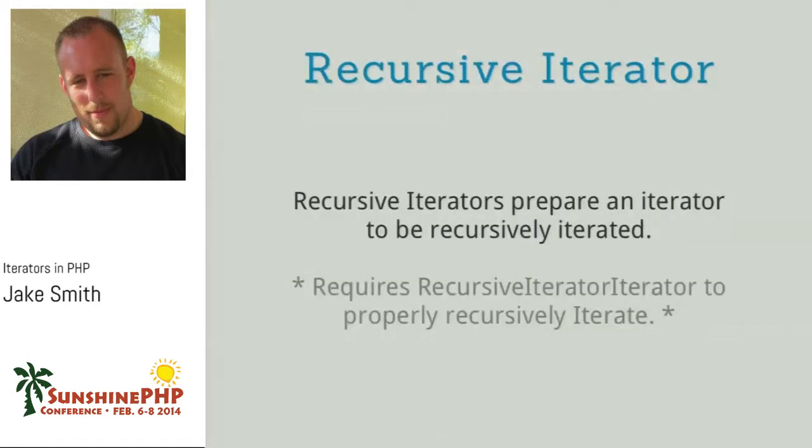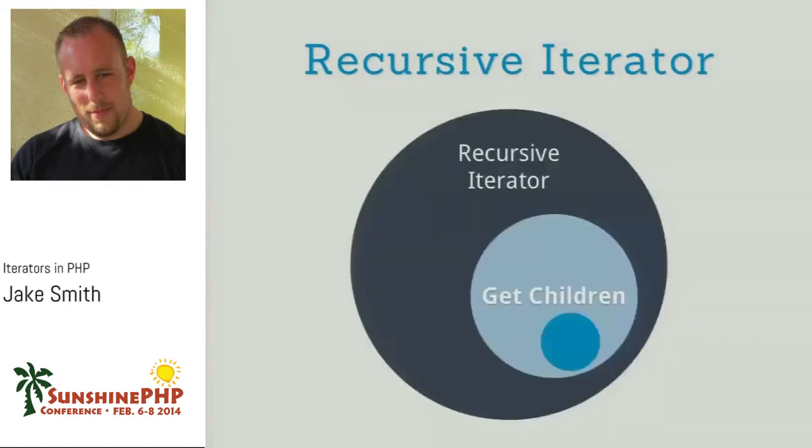So RecursiveIterator. This is probably the number one thing that screws people up when they get into iterators. You're like, okay, I'm going to create a recursive iterator. Problem is, RecursiveIterator only sets up your iterator to be recursively iterated. If I actually did a foreach on a recursive iterator, it wouldn't recursively iterate. All we're doing is setting it up with the getChildren and hasChildren methods.